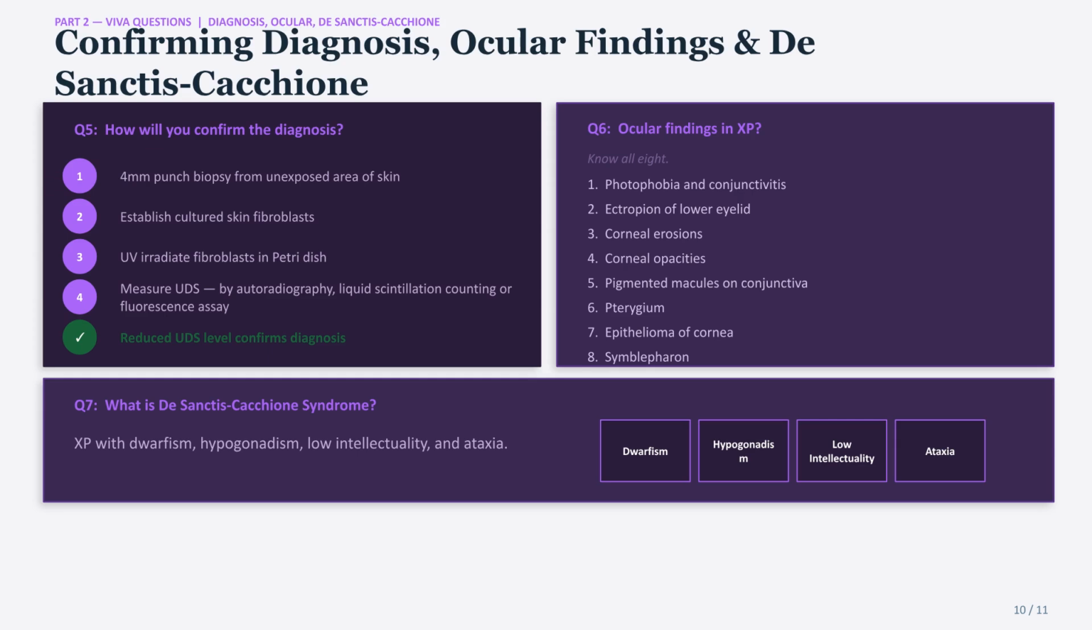The examiner asks, what are the ocular findings in XP? Know all 8. Photophobia and conjunctivitis, ectropion of the lower eyelid, corneal erosions, corneal opacities, pigmented macules on conjunctiva, pterygium, epithelioma of the cornea, and symblepharon. The examiner asks, what is Sanctis-Cacchione Syndrome? It is characterized by XP with dwarfism, hypogonadism, low intellectuality, and ataxia. 4 features. Memorize them exactly. Do not confuse them with general XP complications.